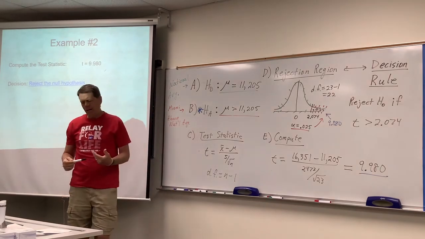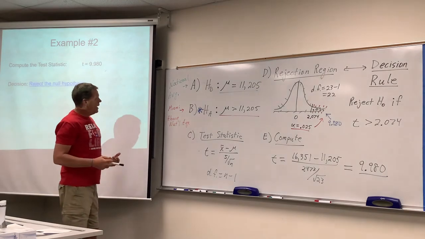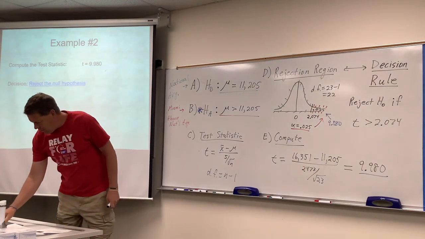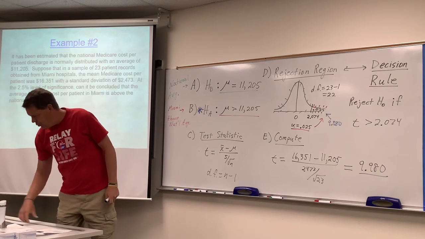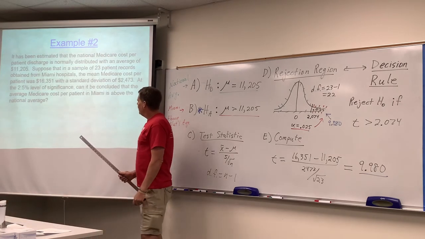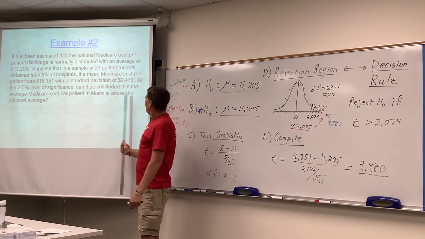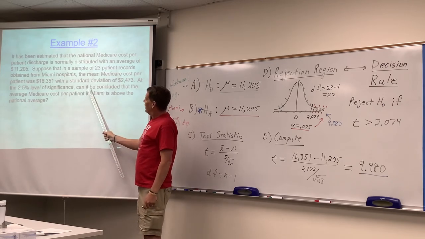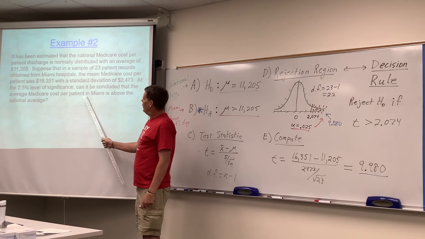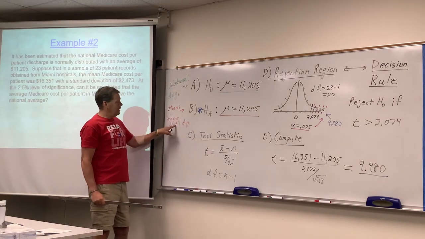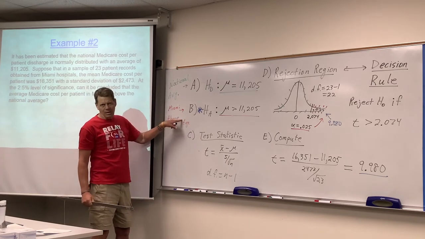And now it's a matter of answering the question. I again would suggest you go back and read the question and see the point of view. The question is going to be at the end, I'll just tell you that much. At the 2.5% level of significance, can it be concluded that Medicare in Miami is above the national average? Miami above national average. Yes, that can be concluded.